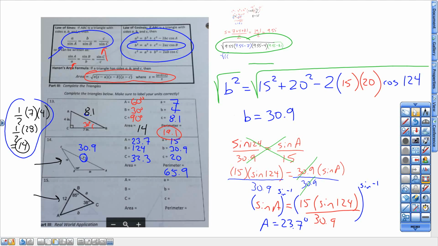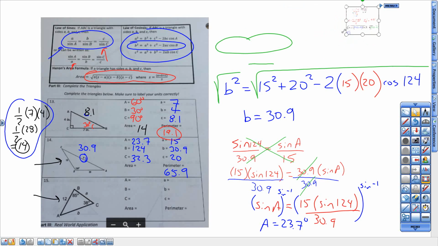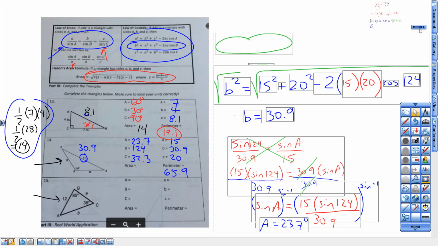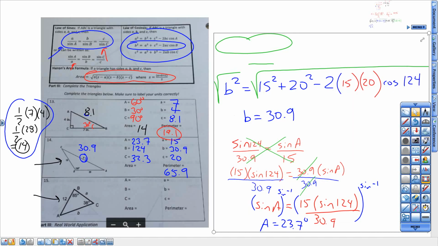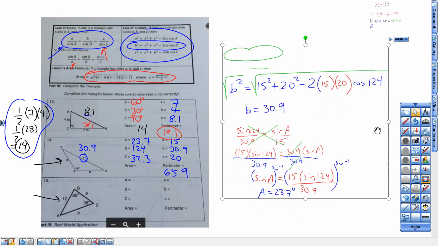So let me try to shrink that down. What do you think, ladies? You guys gotta go? You gotta go? Yeah. Okay. That's a lot. It's a lot.